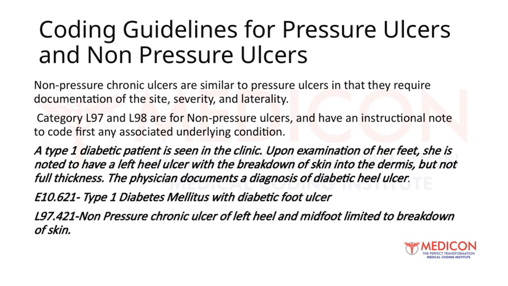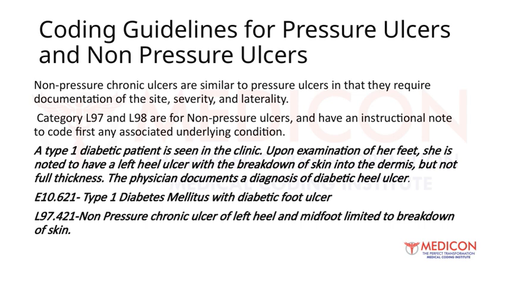Non-pressure chronic ulcers share some similarities with pressure ulcers, particularly in the need to document the site, severity, and laterality. This helps ensure accurate coding and better patient records. Categories L97 and L98 are specifically designated for non-pressure ulcers. An important point to remember is the instructional note that instructs coders to code first any associated underlying condition. This means that if there's an underlying health issue contributing to the ulcer, it should be documented as the primary code. Let's consider a practical example.